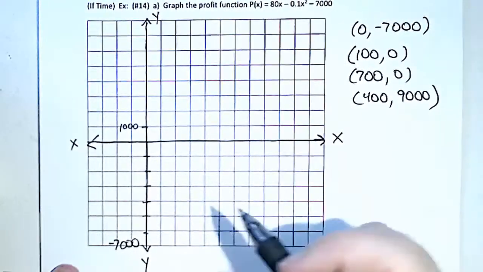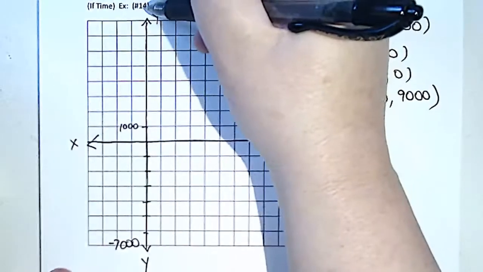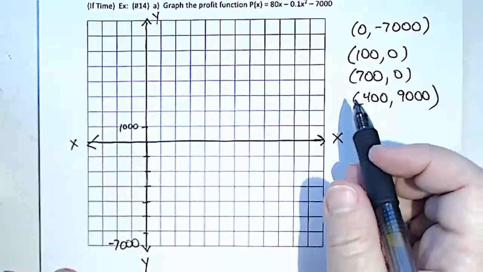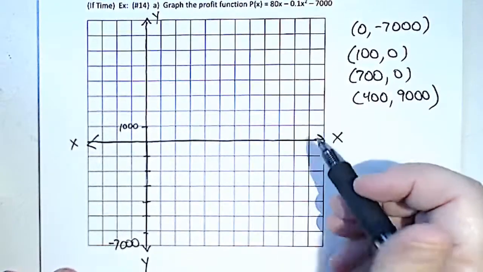You ready for the cheat? I'm going to make 9,000 up here. I'm just going to give myself space for that. It's going to be a little bit off, but difficult times call for difficult decisions.